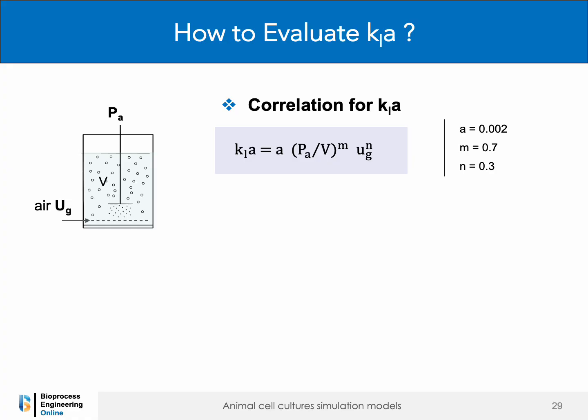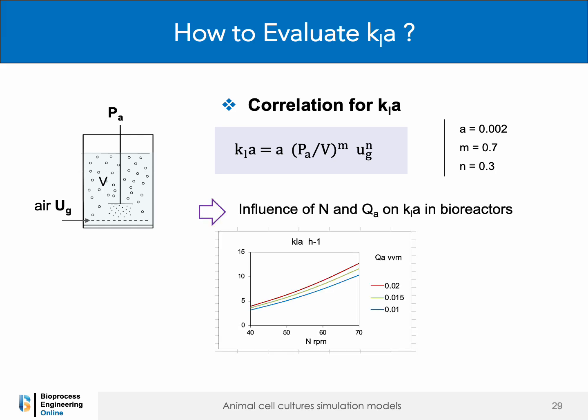The constants A, m, and n are empirical parameters that depend on the bioreactor geometry, the impeller design, and the reactor scale. Typical values are A equals 0.002, m equals 0.7, and n equals 0.3.